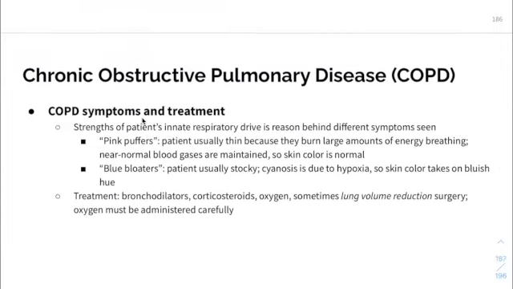So how do we treat COPD? There's two different kinds of COPD patients. We have what are called pink puffers. These are thin people. They burn a lot of energy breathing. Their oxygen and carbon dioxide levels are pretty normal, and their skin color is normal.